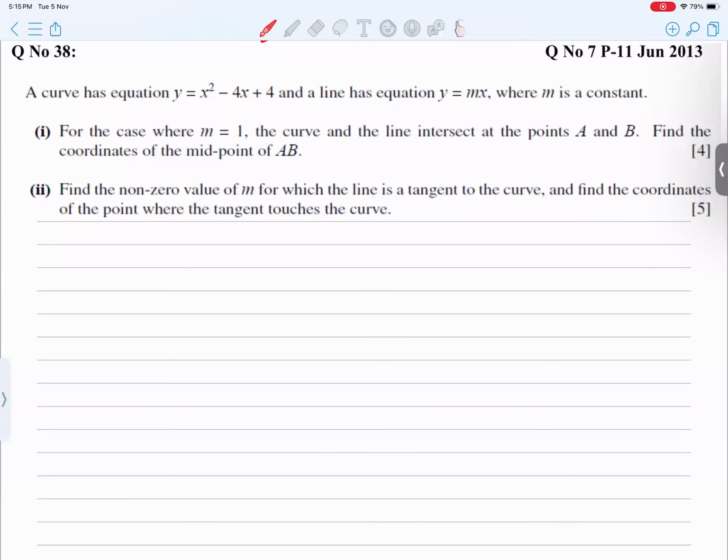Bismillah ar-Rahman ar-Rahim. This is the June 13, 11 variant question number 7 in the past paper, and the topic is AS level quadratics.